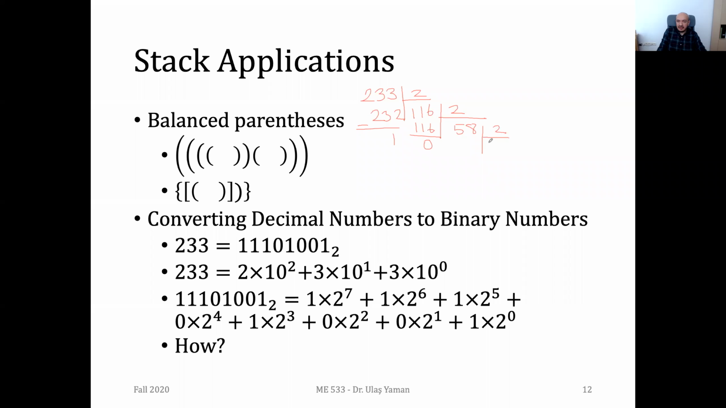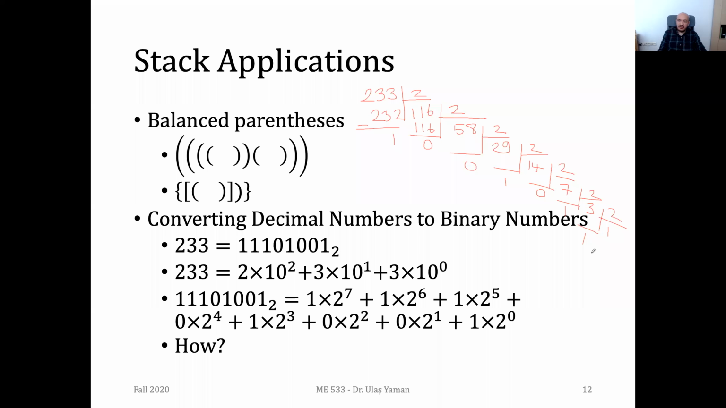Again, I will divide it. I will have 0. I will have 1. I will have again 0. And then 1. I'm about to finish. Right? Is it okay, right?